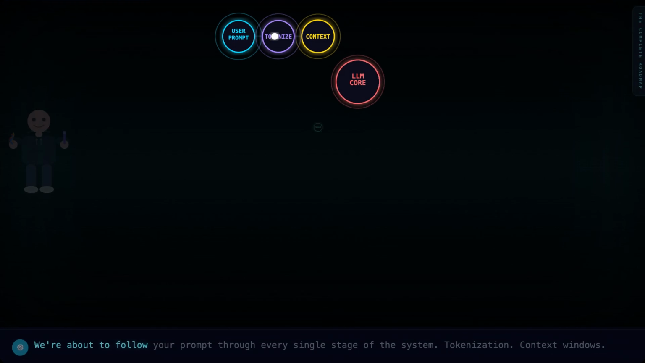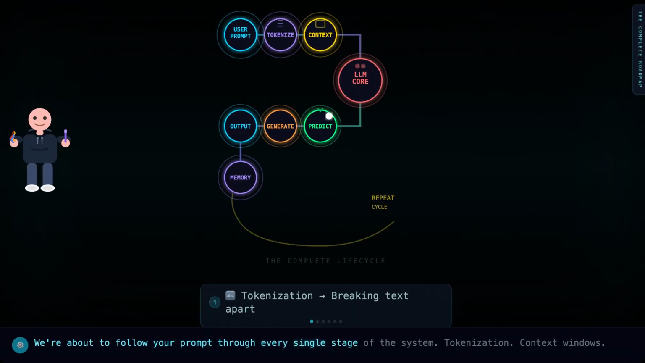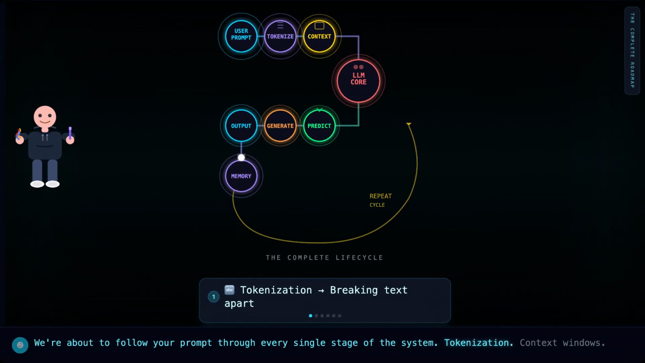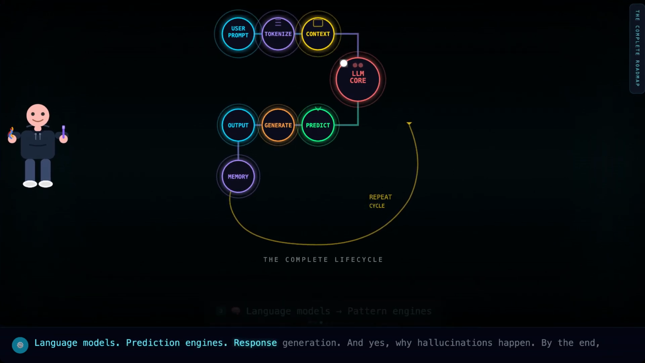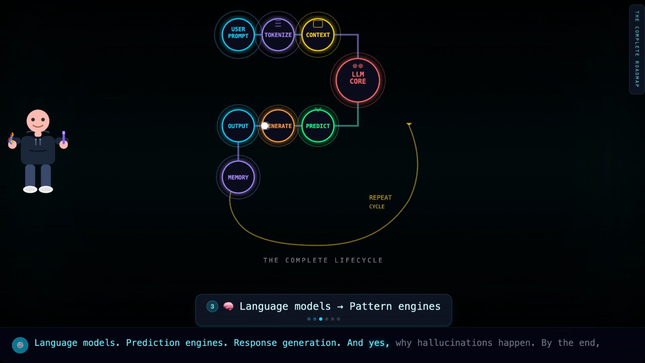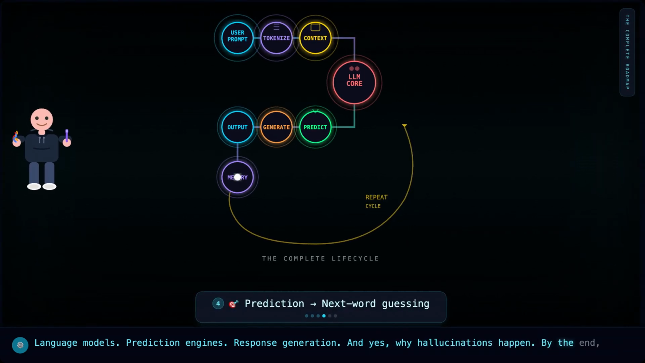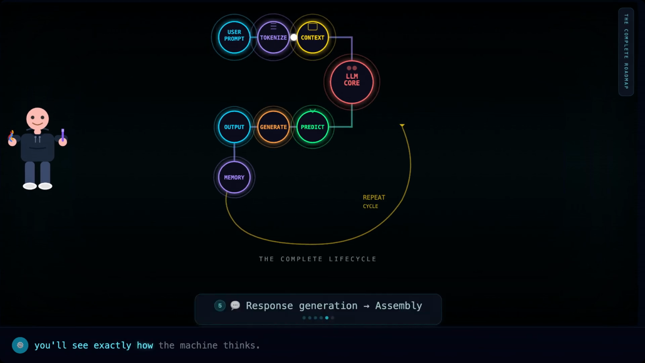We're about to follow your prompt through every single stage of the system. Tokenization, context windows, language models, prediction engines, response generation, and yes, why hallucinations happen. By the end, you'll see exactly how the machine thinks.